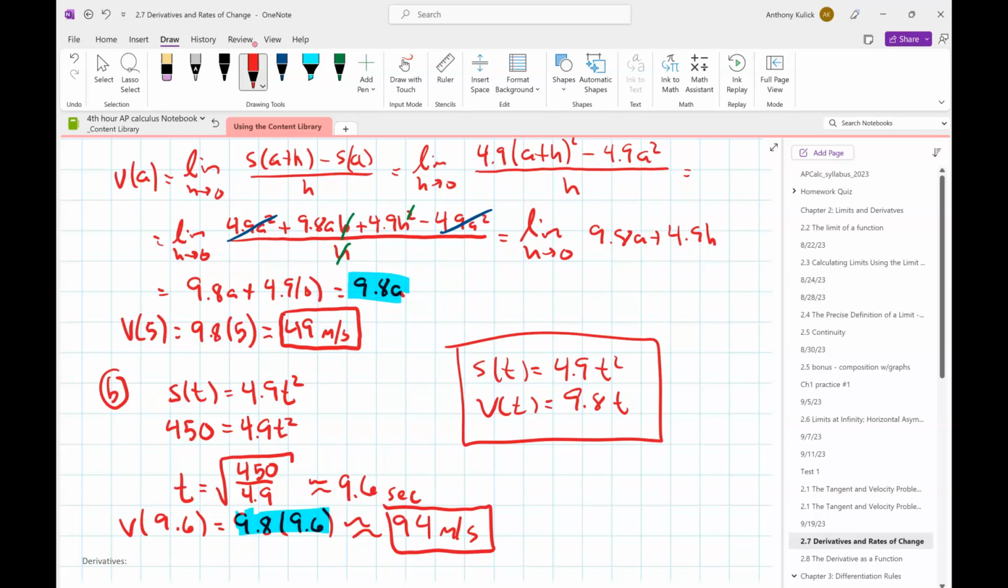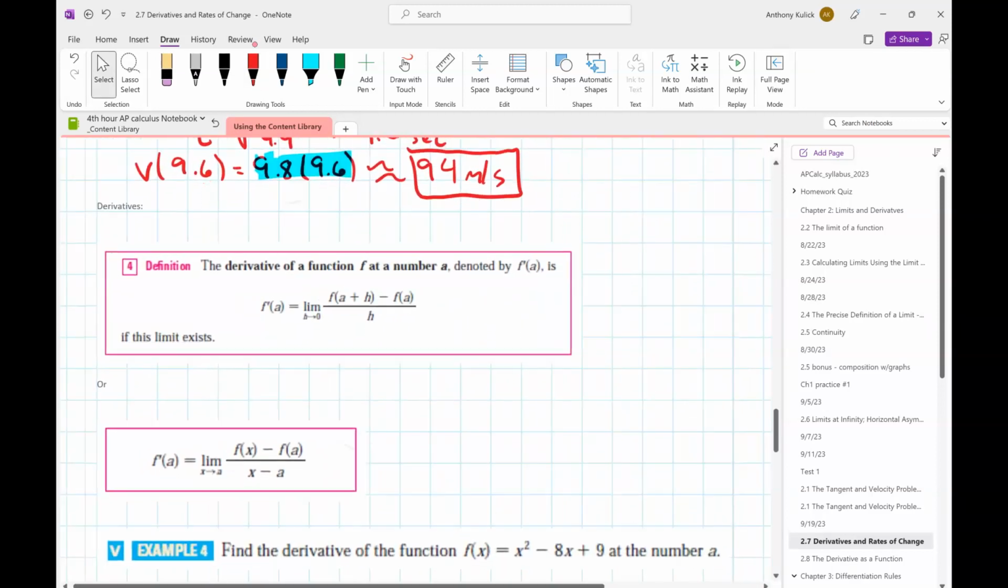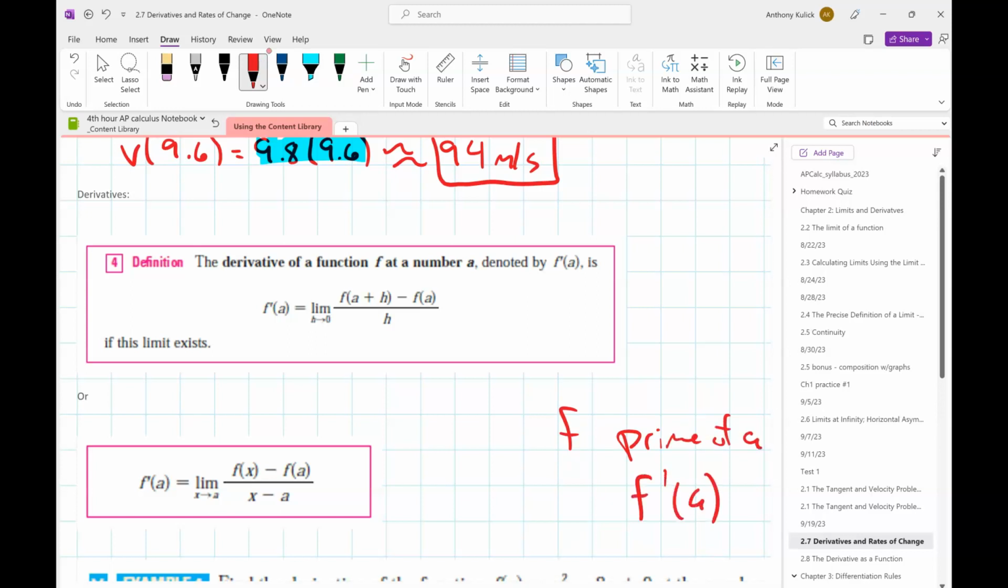So far, so good? Okay. Vocab. The derivative of a function f at a number a, denoted f prime of a. So when we write this symbol, that's read as f prime of a. That's the derivative of f at a.